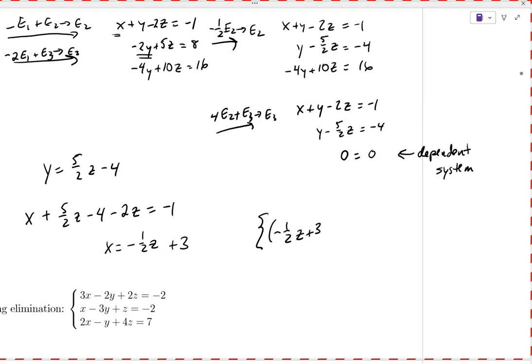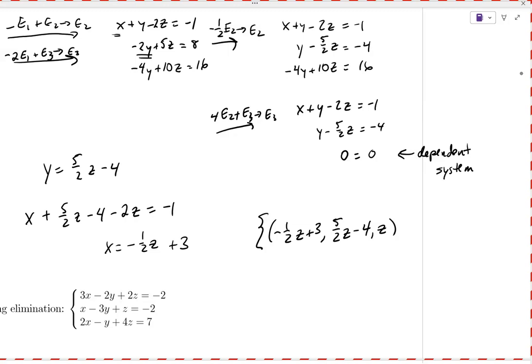And then if I want to write this in that set builder notation we talked about last time, since it's a dependent system, what that means, besides the fact that we get infinitely many solutions, is that one or more of the variables depend on a choice of another variable. That's what dependent means. Okay? So the way we've got this is we've solved for y and we solved for x in terms of z. So that means that x and y depend on z. That's the dependent part. Okay?